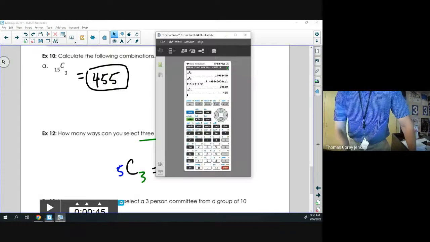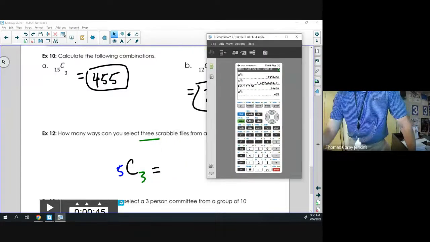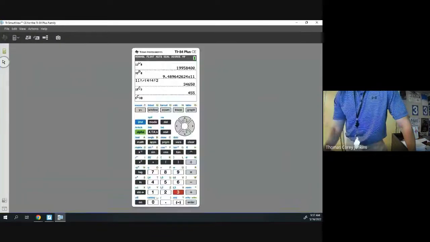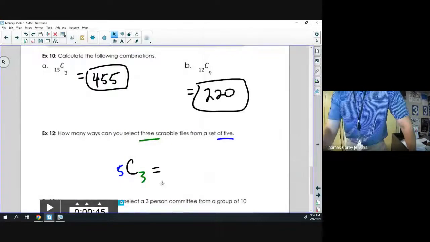Which again, just so I've shown it more than once, type the 5, go to probability, looking for NCR, that's option 3, and then type in the 3. So 5C3 is going to be 10. 10 ways we could do that.